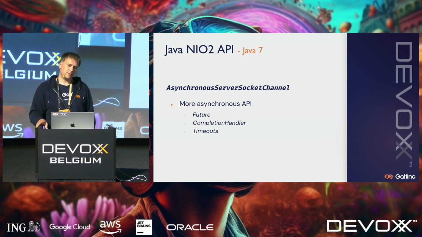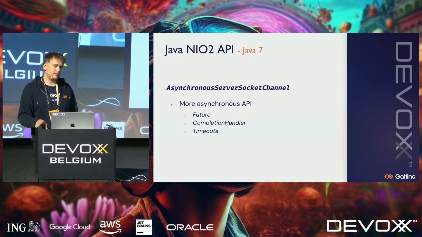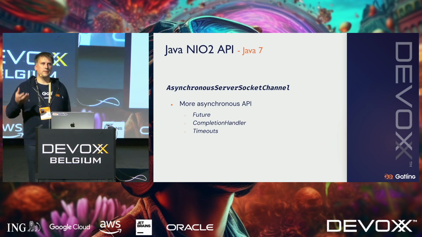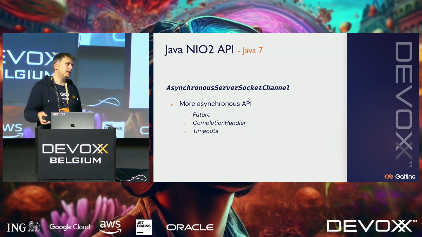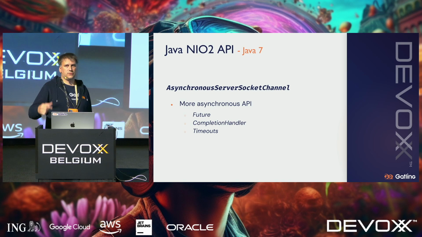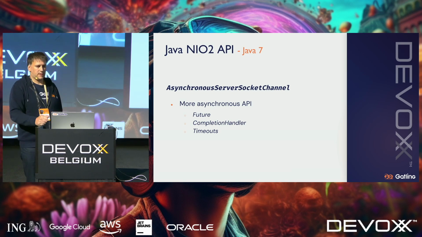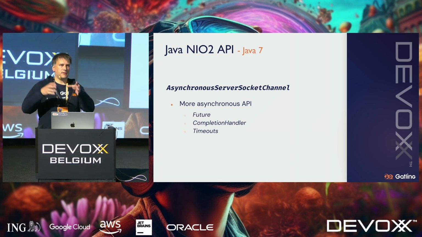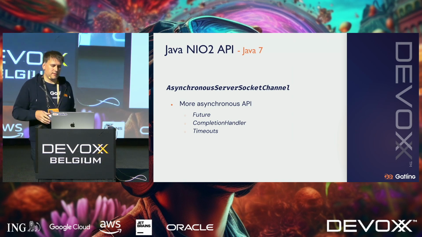In Java 7, a new API was introduced, which is NIO.2. It's a very similar API, just with a more asynchronous vibe, where it can either return futures, or you can pass listeners, which are completion handlers. It also has built-in support for timeouts.